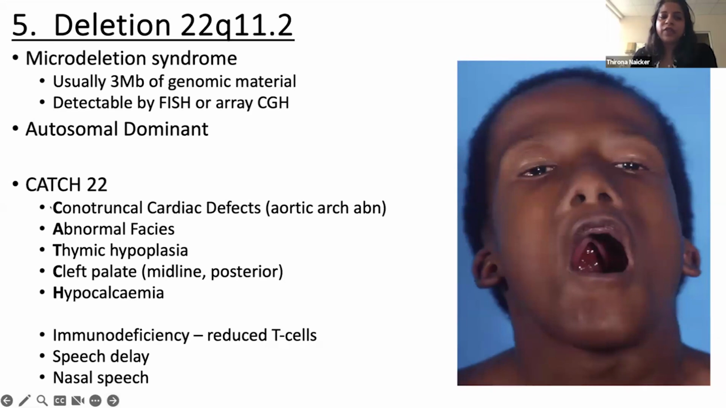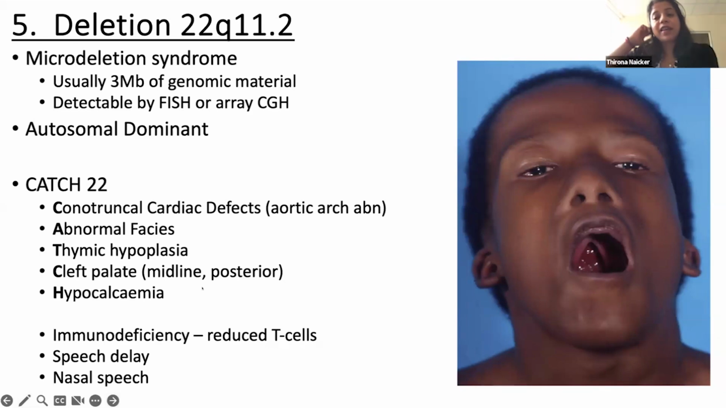So the first C is for conotruncal cardiac abnormalities, and it's typically an abnormality of the aortic arch. Typically, the patients get tetralogy of Fallot, an abnormal face, so you can see quite a long face, a square nasal root. In the infants, there can be thymic hypoplasia, so the thymus is seen to be missing on the chest X-ray. And then here you can see that the cleft palate is often midline and posterior.